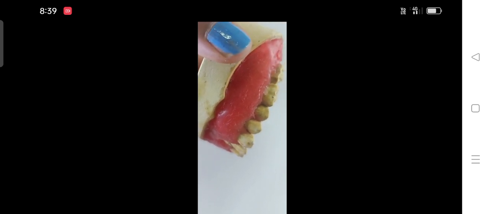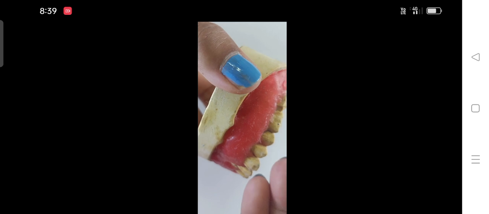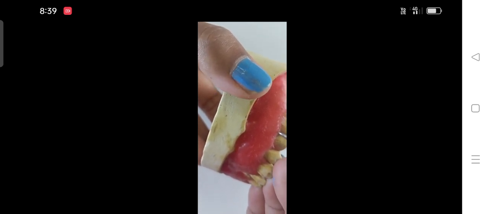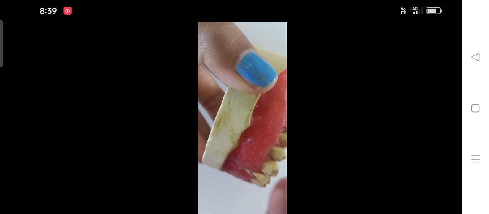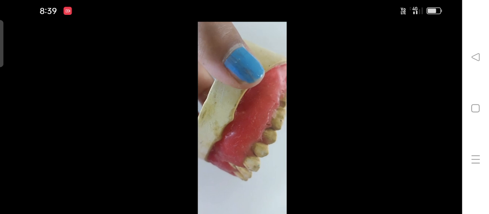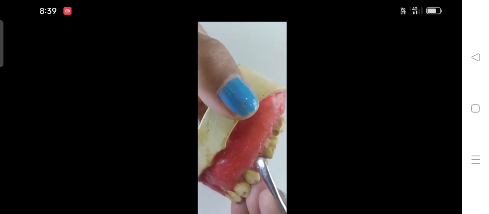Now the third incision is made in the interdental space, coronal to the bone, with a curette or an interproximal knife. And the gingival collar is now removed.